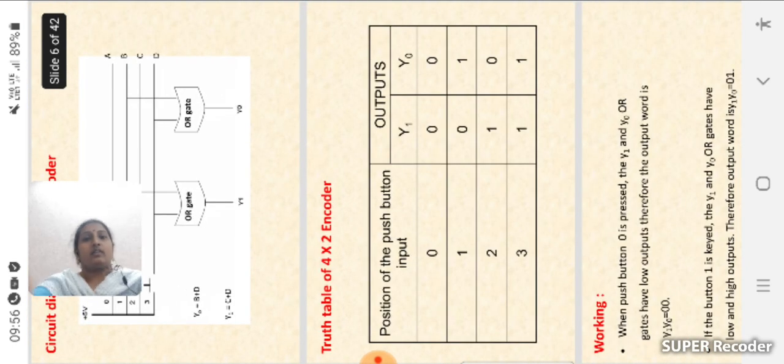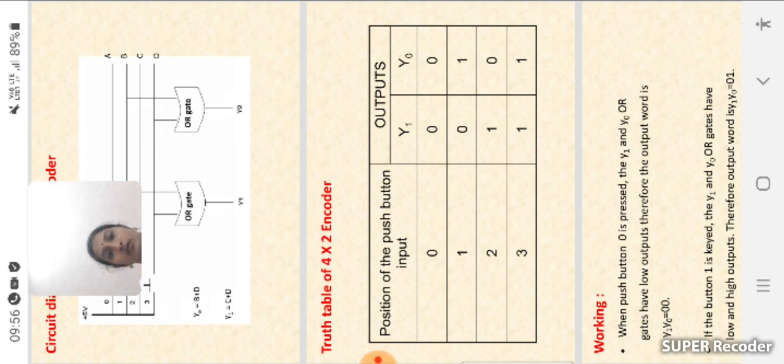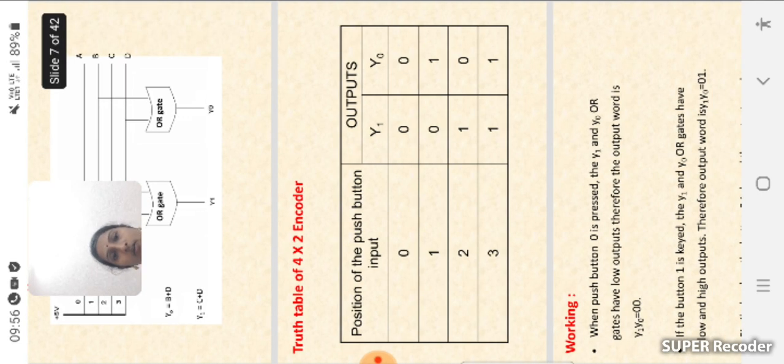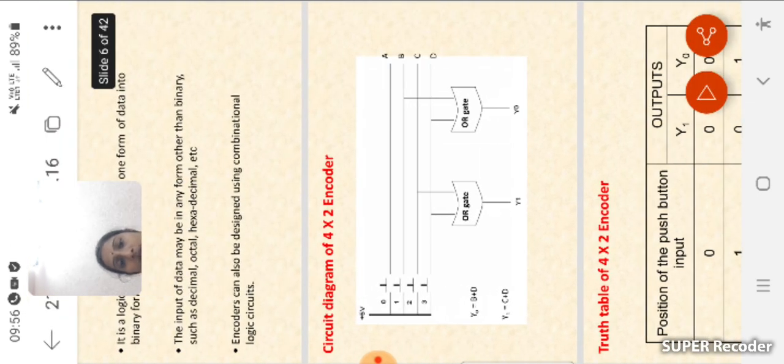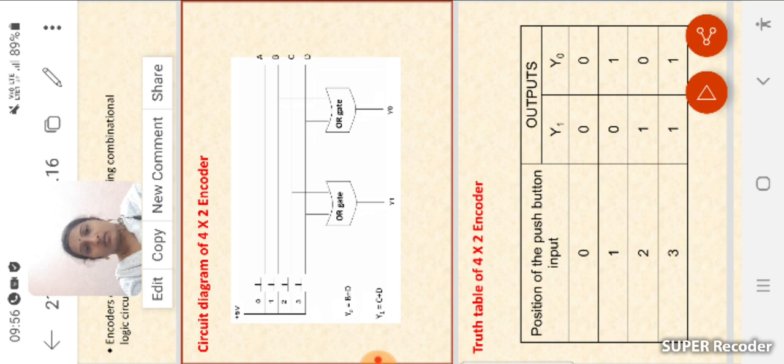Okay, see here, this is the truth table of the 4x2 encoder. Here the position of the push button switch in the truth table is indicated as 0. Already I explained, so here it is 0. Here the push button switch is 1, push button switch 2 is there, and 3 is there.